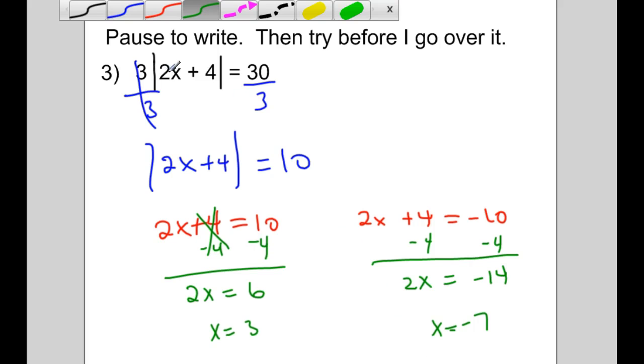You can plug your answers back into here and check and see if it works. So if you tried 3, 2 times 3 is 6. 6 plus 4 is 10. The absolute value of 10 is 10, and 10 times 3 is 30.